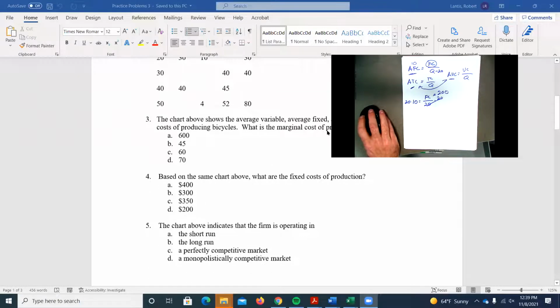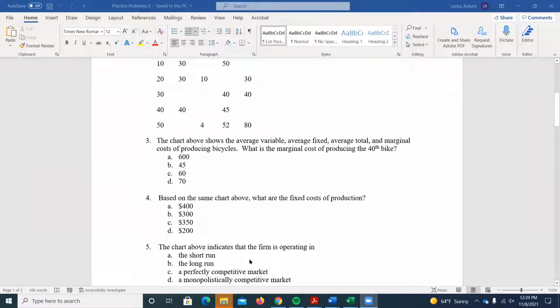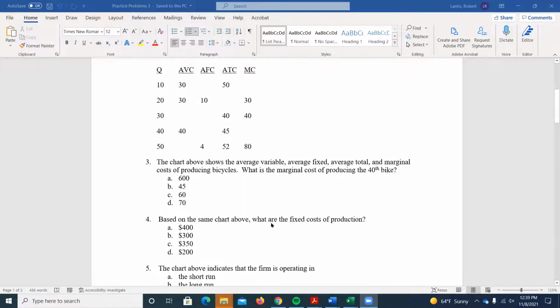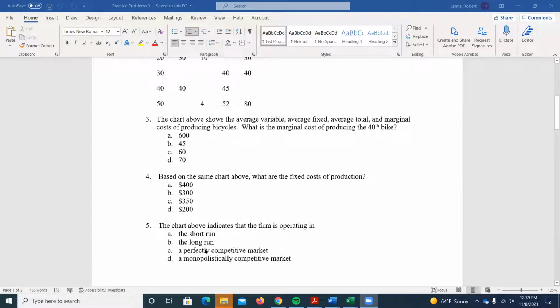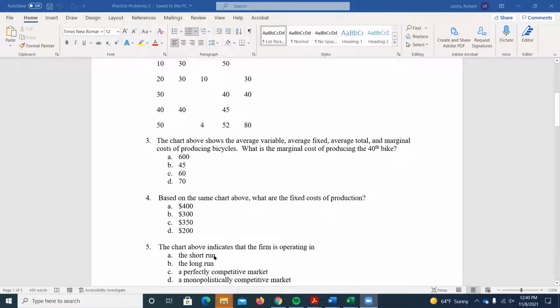Okay, so here's a question. Given this table, which of the following can I say? If I'm looking at these values, can I say this firm is in the short or the long run? What's true about the long run? We said profits are zero, but also no fixed costs. So if I'm looking at a table and there's any positive value for fixed costs, I automatically know I'm dealing with something in the short run. So right away, we can say that it's in the short run.